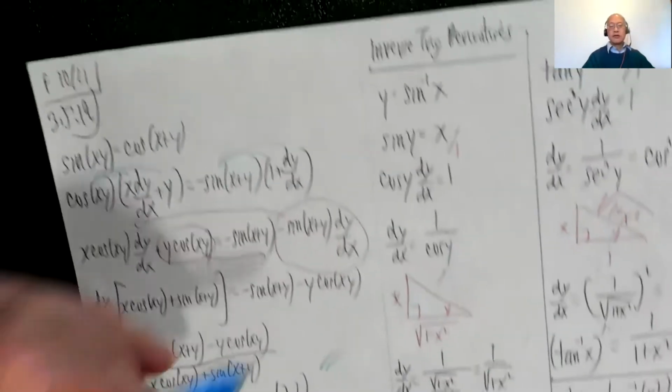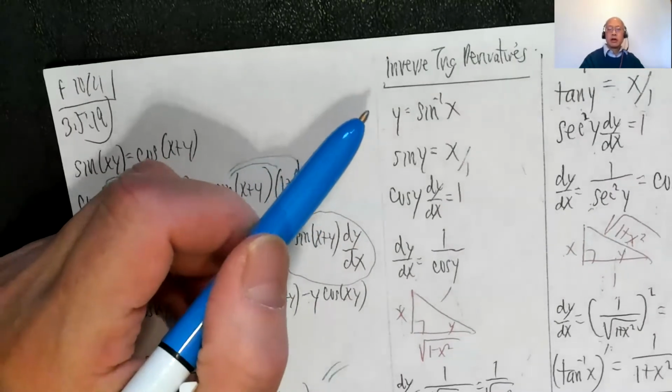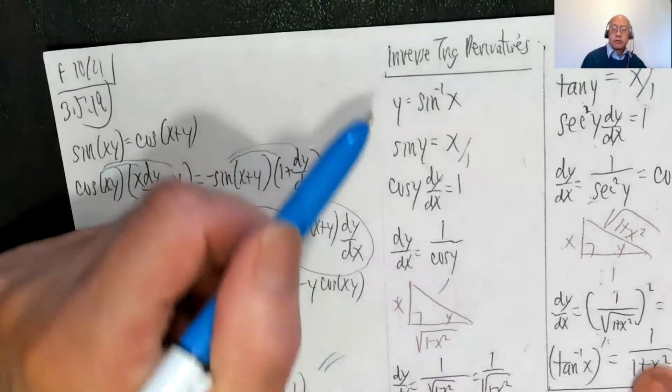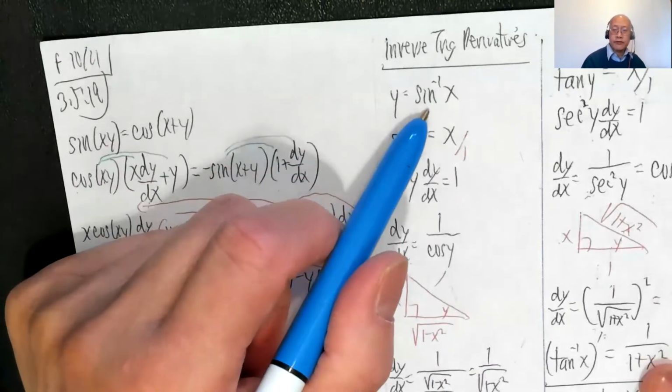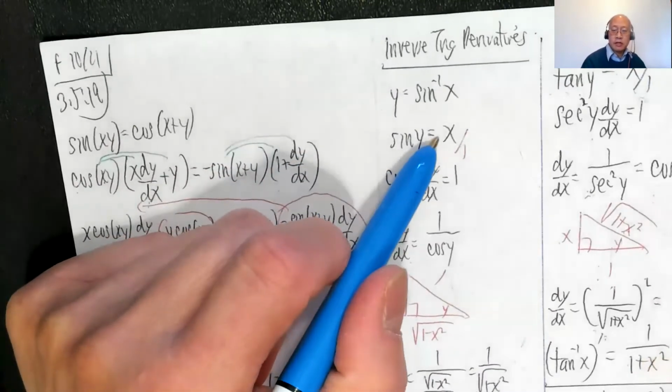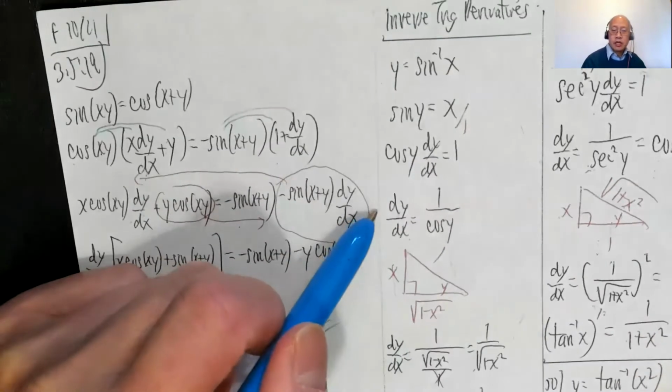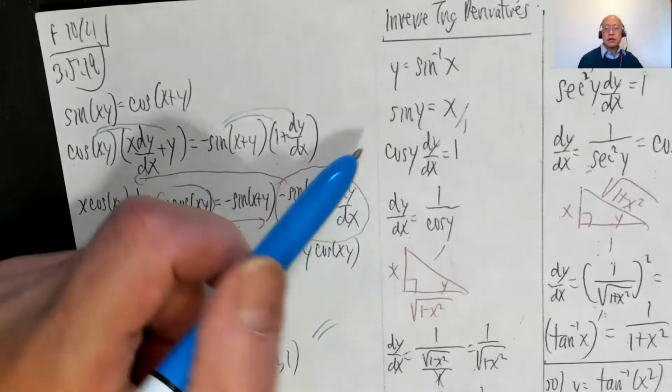A quick derivation of the inverse trig derivatives. You're not responsible for the derivation, just to be able to use it. But here's a derivation: y equals inverse sine of x. Rewrite it as sine of y equals x. Differentiating, cosine y times dy dx equals 1. So dy dx is 1 over cosine y.